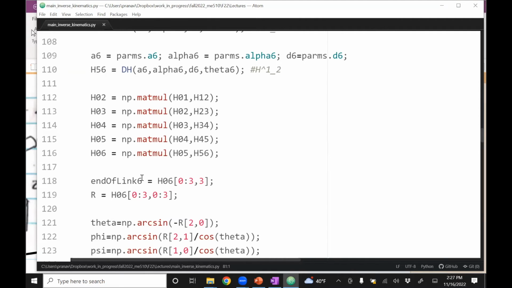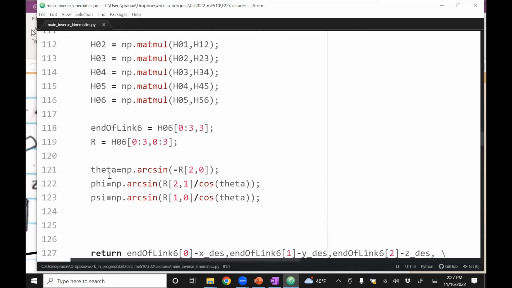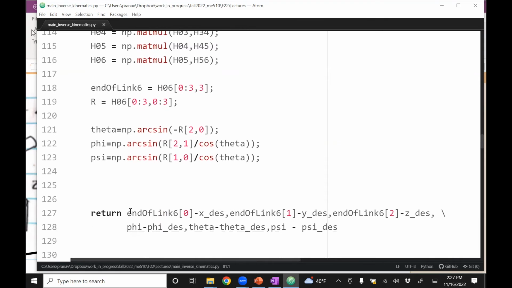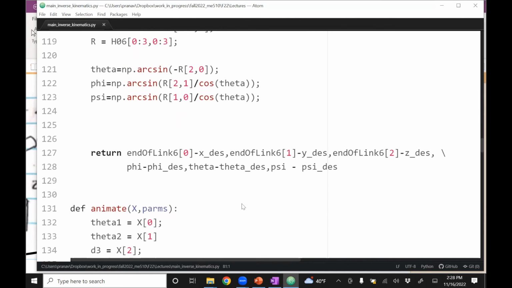So it will have 3 things in it, X, Y, Z position. I take the rotation matrix corresponding to the first 3 rows and first 3 columns of H. I use the same formula I wrote down in the notes, compute theta, phi, and psi. And I need to return what is known as the errors. So end of link 6, the X position with X desired, the Y position of the end effector with Y desired, same for Z, and then for the angles. So I run this.